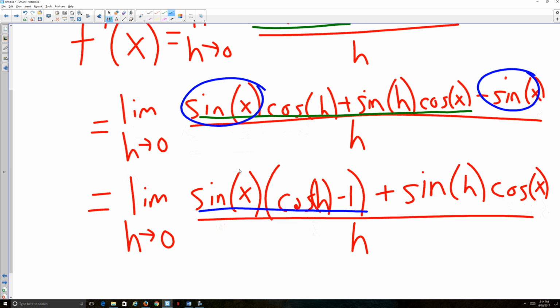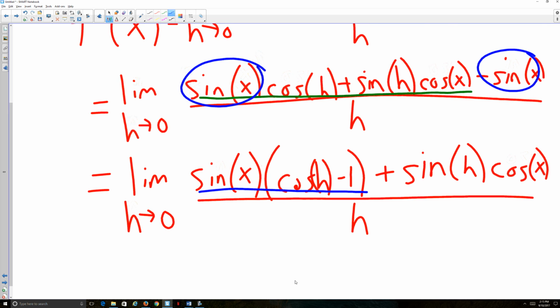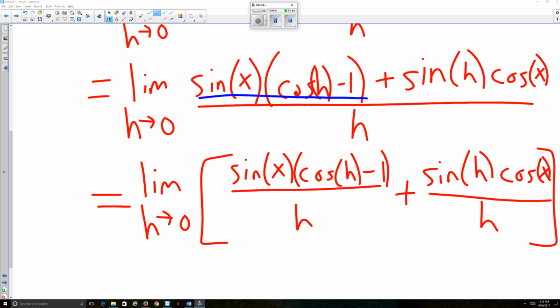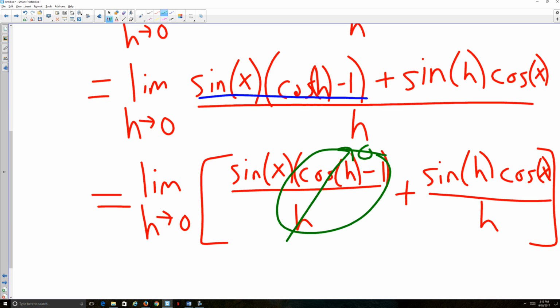So notice I have this plus this all over h. And so what I can do is split that fraction up. So we've now split them up into two fractions. And what we've learned this year already is that this limit, when h goes to 0, goes to 0. And this right here, what we've learned this year, when h goes to 0, goes to 1.